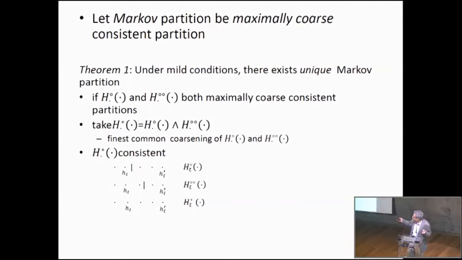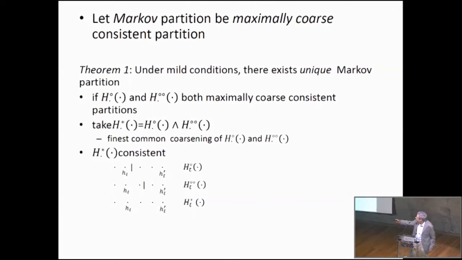Now we're assuming that H naught and H double naught are consistent. We have to show that H star is consistent. Well, let's focus on two histories, HT, which is this second dot, and HT prime, which is this fifth dot.